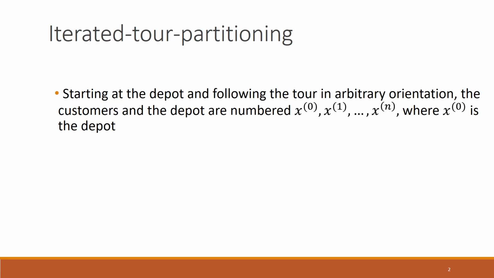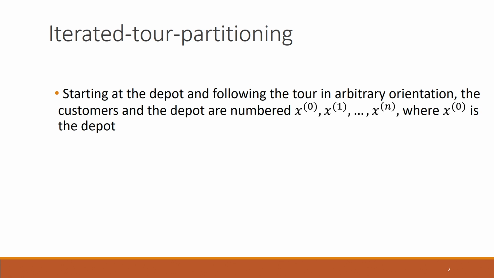So, in the last class we were discussing the iterated tour partitioning algorithm for solving the CVRP with equal demands. We will be continuing that discussion today also. We had seen an example of this iterated tour partitioning algorithm, so now let us formally see a few things here.